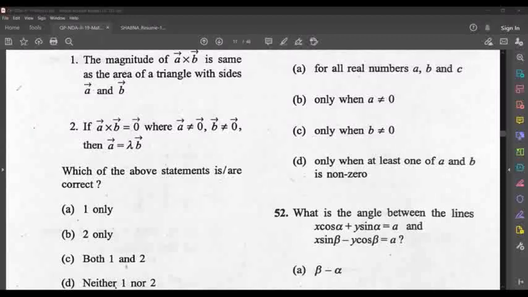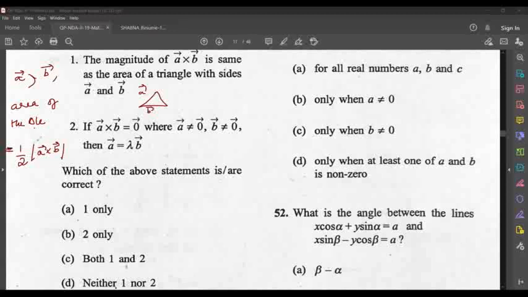We have already studied that if two sides of a triangle are given as vector A and vector B, then the area of the triangle is half into the magnitude of A cross B. But here they are saying A cross B is the area of the triangle with sides A and B. That is wrong, isn't it? Because it is half into the magnitude of A cross B, not just the magnitude of A cross B.